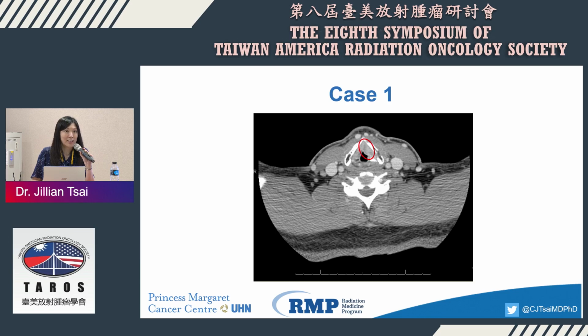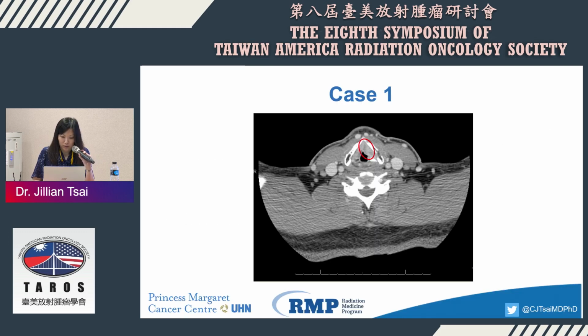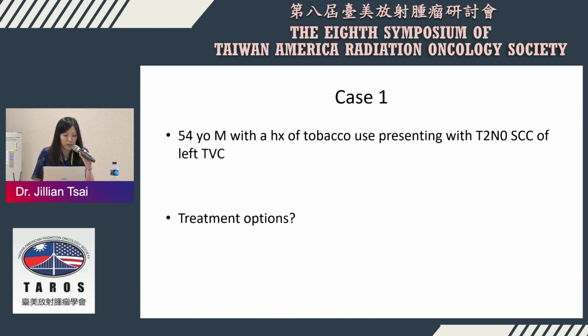So it's hard to see the true extent of invasion, right? But you can see that there is a left larynx cancer in the left true vocal cord, probably with a little bit of invasion to the false vocal cord as well. There's also a little bit of invasion into the anterior commissure. So what are the treatment options for the T2N0 for radiation? We're talking about radiation, not other options.